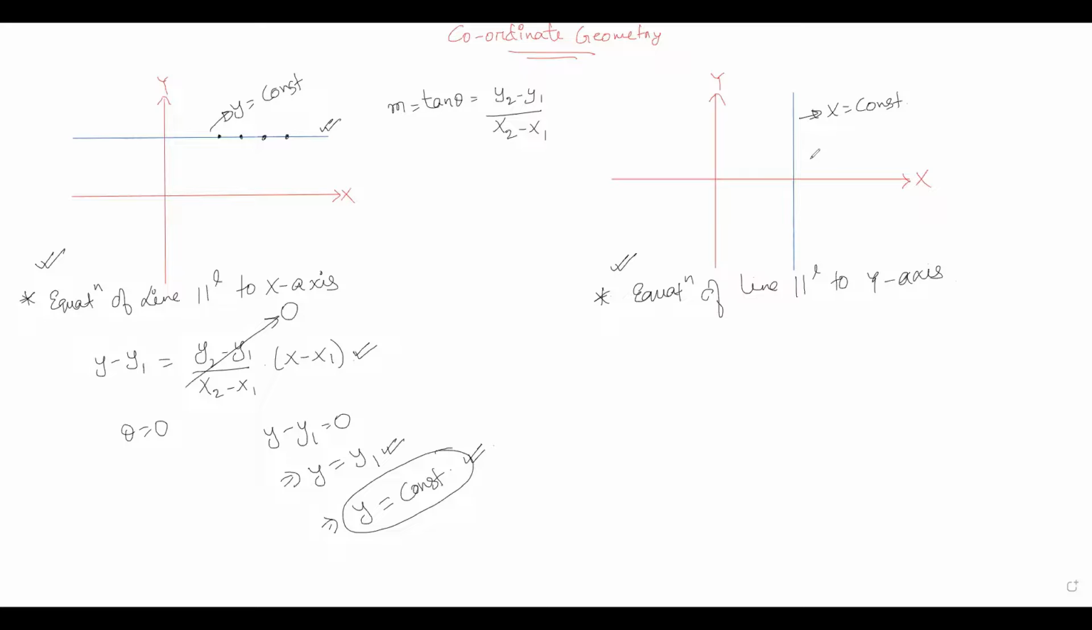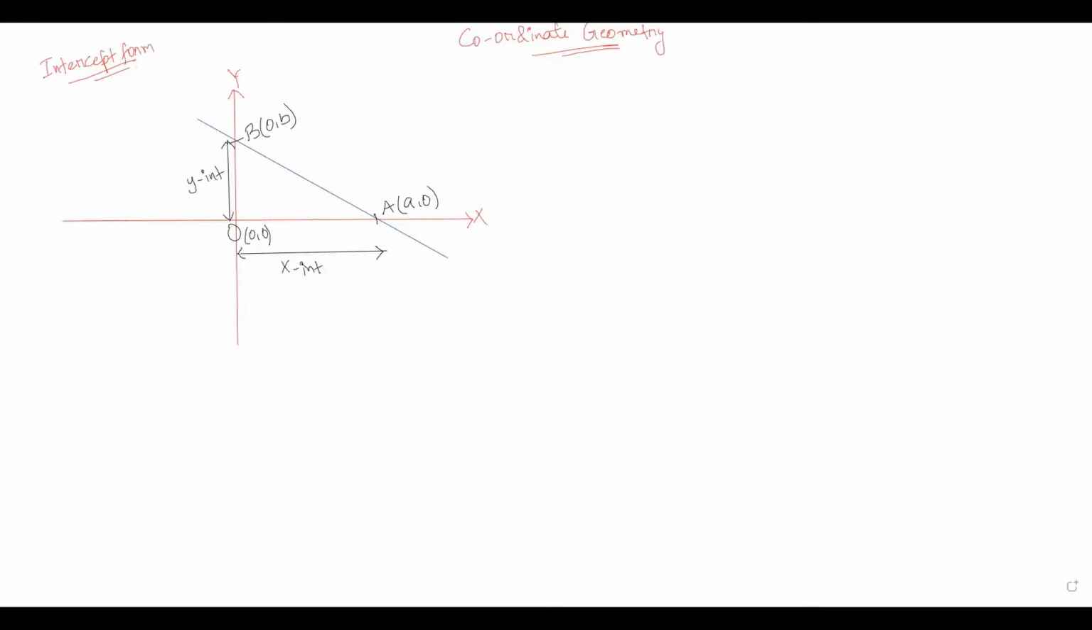In a similar way, if you want to find the equation of a line which is parallel to y-axis or perpendicular to x-axis, in that case, this theta would be 90 degree. And if we proceed in a similar way, then we'd be able to say that the equation would be simply x equals to some constant. So equation of a line parallel to x-axis would be simply y equal to some constant, and equation of a line parallel to y-axis would be simply x equal to some constant.